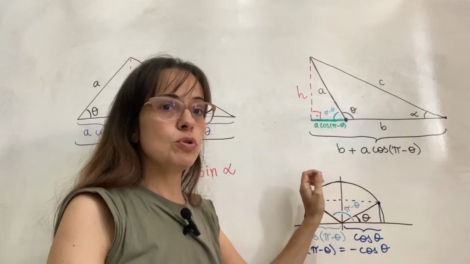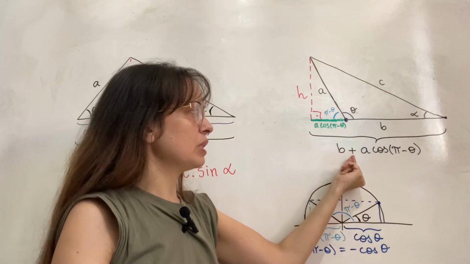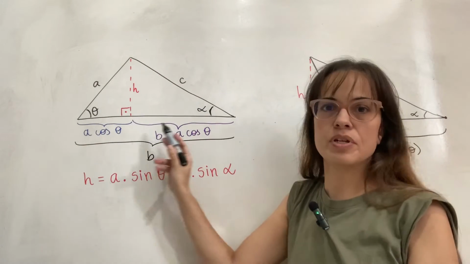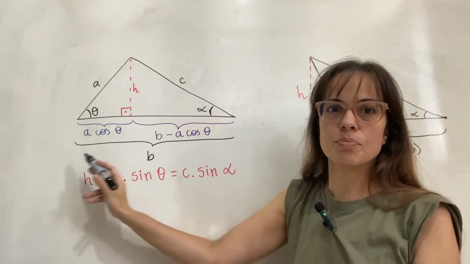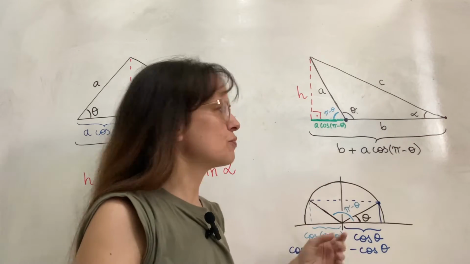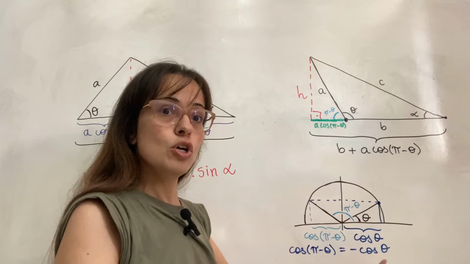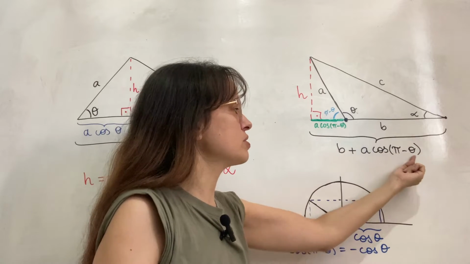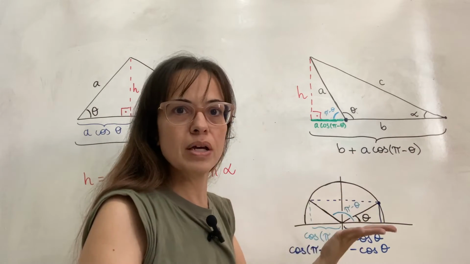Because now, when you look at this big segment on the horizontal here, it is b plus a cosine of pi minus theta, which is different than what was happening here with the purple segment, because it was smaller than b, so it was b minus something. That one is plus. But I don't want to make a formula with cosine of pi minus theta, right? I want to make a formula with the cosine of theta. So I'm going to use this to substitute here the cosine of pi minus theta with minus cosine of theta. So that's going to make this into a minus anyway.